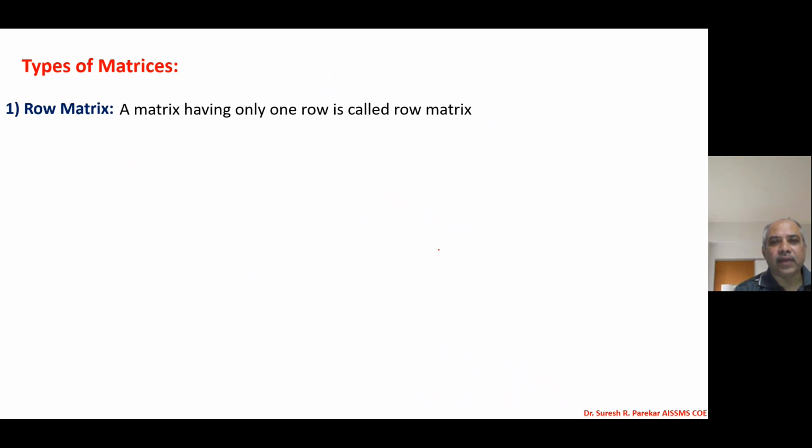A matrix having only one row, and then any number of columns you can have, that we are going to say as row matrix. If you have to show it, then we are going to mention it as 1 by n. So 1, 5, 7, likewise any number of columns. You can see this, that is 1 by 3, 1 row and 3 columns.